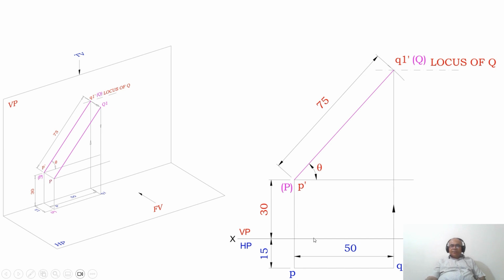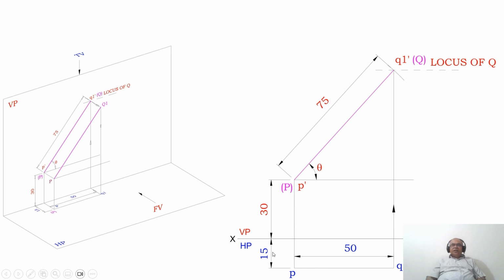Similarly, from the XY line, you measure a distance of 15 mm in front of VP, and that will be seen in HP. So from the XY line, you measure 15 mm below the XY line and draw a horizontal line. And you consider any point on this 30 mm line and draw a vertical projector so that it cuts these two parallel lines. You mark this point as P dash and this as capital P, and you mark this point as small p in the top view.